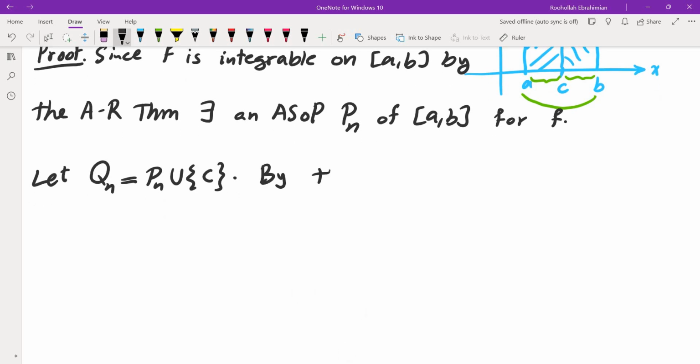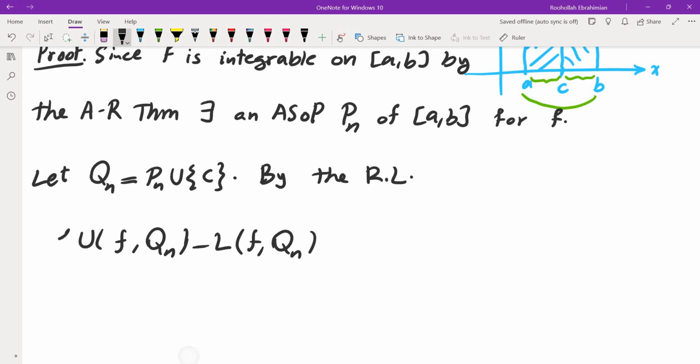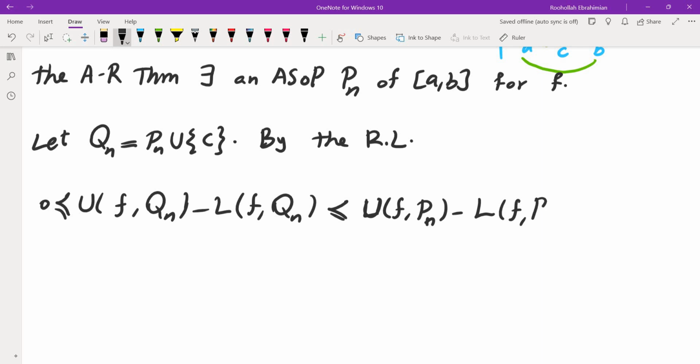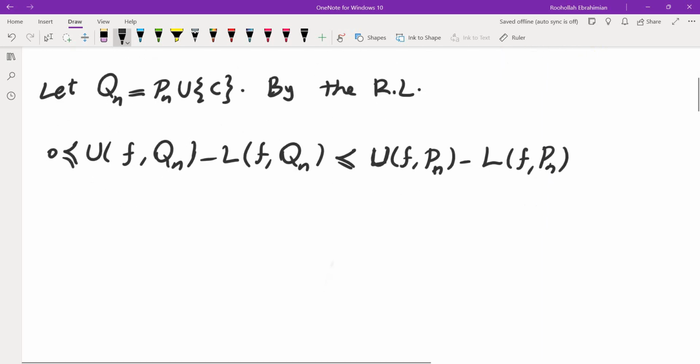By the refinement lemma, if I look at the upper sum of f with respect to Qn minus the lower sum of f with respect to Qn, first of all, this is greater than or equal to 0. Second of all, the upper sum becomes smaller when you refine the partition, and the lower sum becomes larger. So therefore, because of the negative sign, I have this inequality.